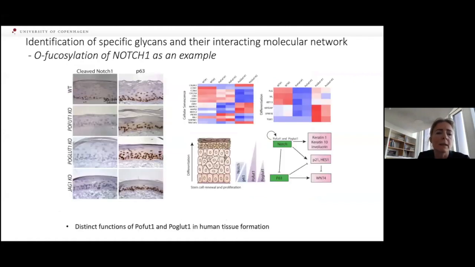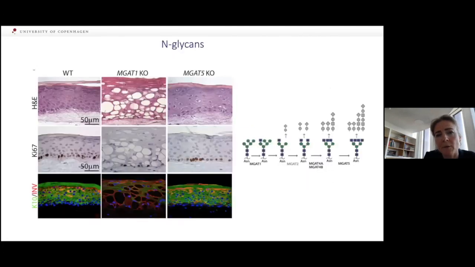Also with knocking out POGLUT, which adds the glucose, we saw a delayed differentiation and a lack of inhibition of P63, which fits very nicely with the inhibition of Notch function, thereby finding distinct functions of both POFUT and POGLUT in human tissue formation. So going to N-glycans. So this is a special phenotype.